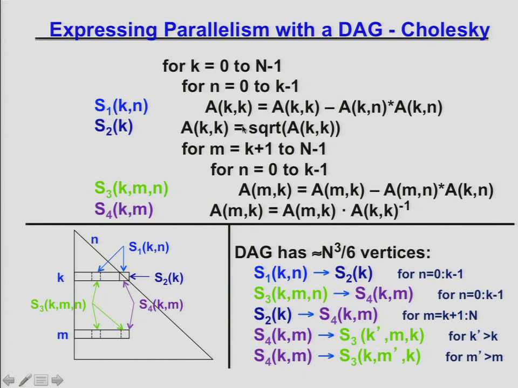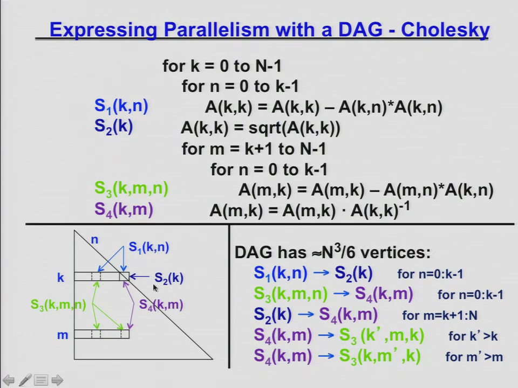So statement one, two, three, and four, and of course, I execute the statement many times, so for every value of k and n defined by this loop, I'm going to execute this statement, so it's S1 of k, n. So I have all of these different statements, and here's a picture of all of these statements. S1, as I said, is taking the dot product of this row with itself and subtracting from that entry. So I take that times that and subtract it from that.